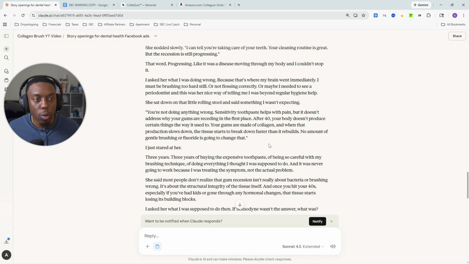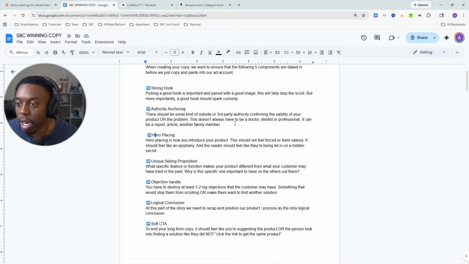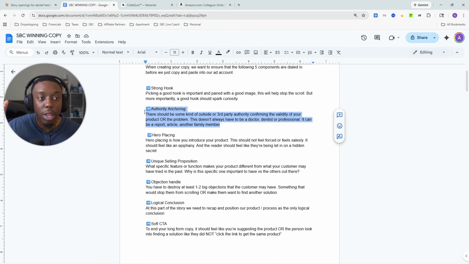So this is where problem aware becomes important, right? So we're in the problem aware market. Most problem aware people are aware that they have a problem and may have even tried a surface level solution when you talk about this broad of a niche, but they still don't know the root solution to that problem. And that's where solution aware would be speaking to people that already knew this. That's the distinguishment between problem and solution aware. All right. So no amount of gentle brushing or fluoride is going to change that. So now authority anchoring is officially checked, because they're saying what the problem is and why the current thing that they're doing isn't solving that problem.